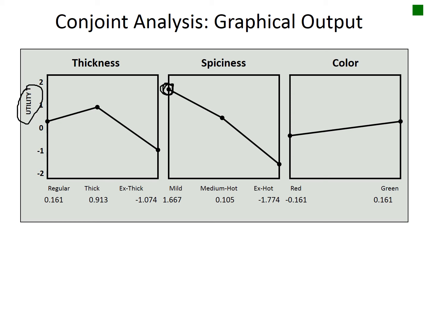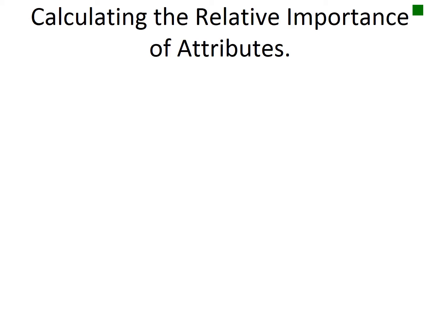Color, yeah, there's a difference between red and green, but its overall part worth scores are not that great in magnitude. So if I get the color wrong, then it's not that big a deal probably. But if I get the spiciness wrong, then that's a big deal. That's a problem. Okay, so this is just another way to think about and look at how the attributes work.